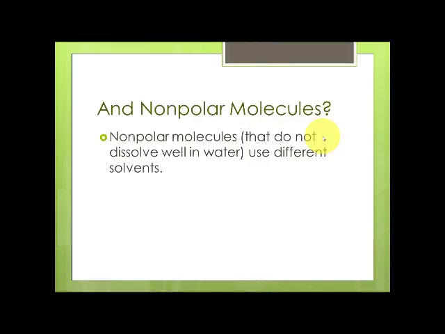What about nonpolar molecules? Well, a nonpolar molecule that does not dissolve well in water, you can use different solvents to dissolve it. Some examples of these solvents would be gasoline or turpentine or acetone. Like if you have an oil-based paint, water isn't going to clean off the paint, so you have to use something like turpentine or a paint stripper or a paint thinner to get the paint off of things that you don't need, whether it's your skin or something that you accidentally spilled paint on.